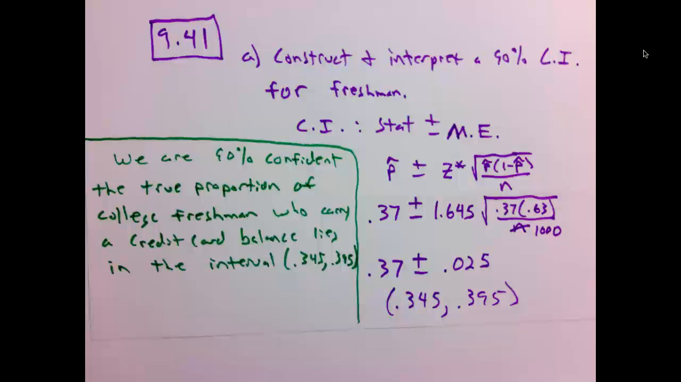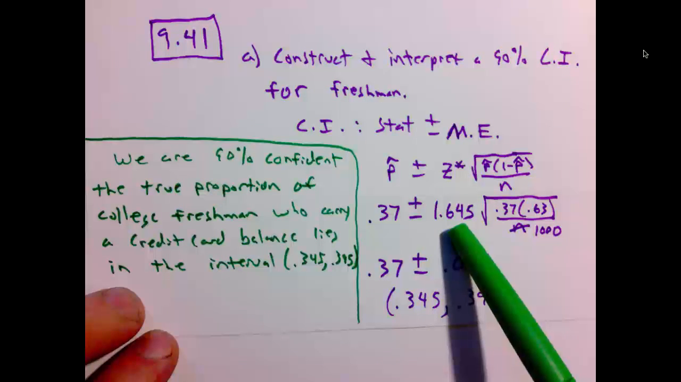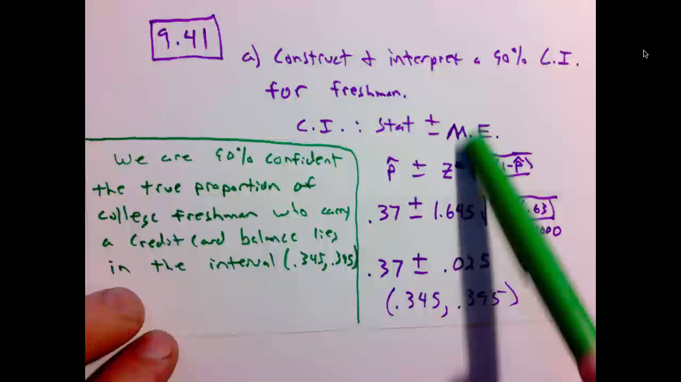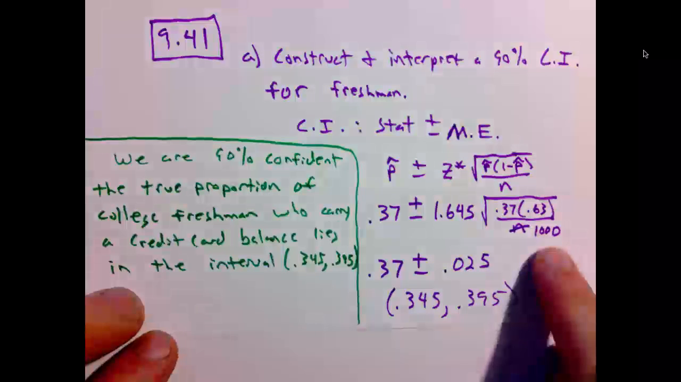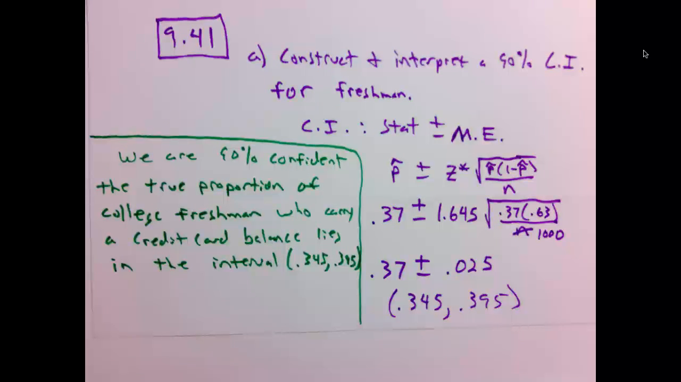How much did we shoot out? Well, it was based on how confident we wanted to be, and it was based on our sample size. Okay, so there it is. You have constructed your first confidence interval for proportions. With that information, you should be able to handle the rest of the problems in this assignment.